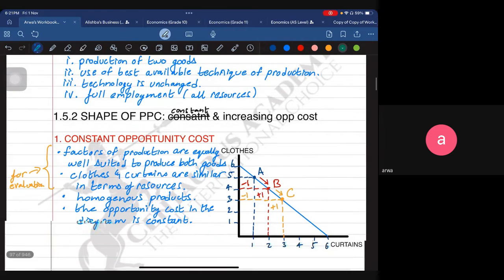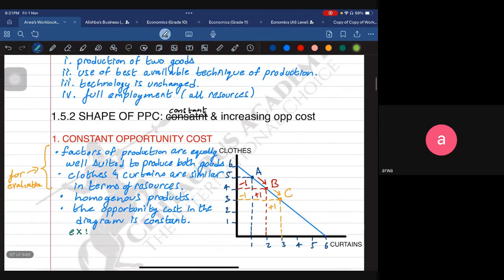For example, a movement from point A to point B shows giving up 1 unit of clothes to gain 1 unit of curtains. 1 unit of clothes. Very nice.